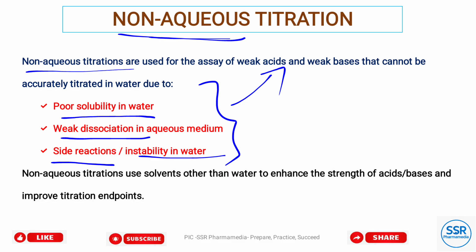So, non-aqueous: aqueous means water, non means without water. So, without water, we are going to estimate the purity of the weak acids and weak bases of drugs. In non-aqueous titration, we use solvents other than water to enhance the strength of acids and bases and improve the titration endpoint.